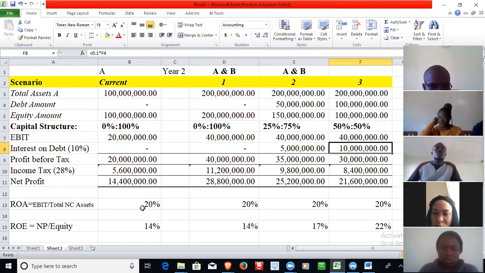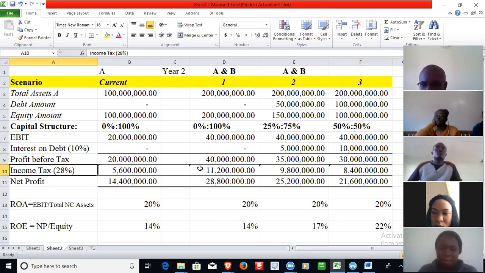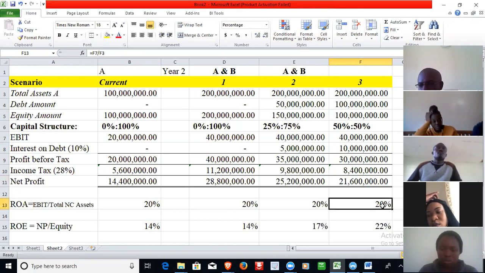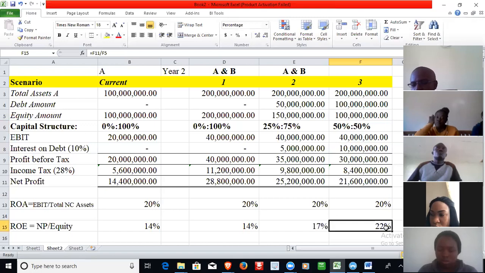Therefore, our interest on debt is going to be 10 million, which is 10% of 100 million. Then profit before tax will be 30 million. Then income tax, 28% of 30 million, is going to be 8.4 million. Therefore, our net profit is going to be 21,600,000. Return on assets doesn't change. Return on equity, 22%.